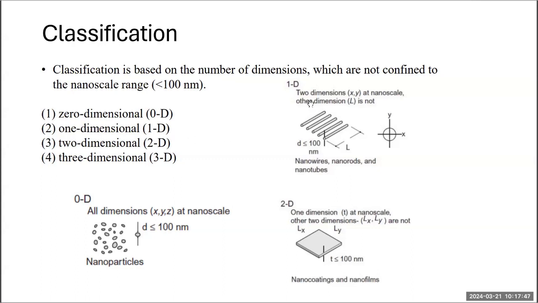Then there is one dimensional. That means two dimensions are in nanoscale, and the other dimension is normal scale, bigger than nanometer. So this is called 1D. Then 2D means one dimension at nanoscale, two dimensions in normal scale, which is called nanosheet, nanofilm, actually called 2D. When you have 3D, then you actually have the real life material, which is called 3D.